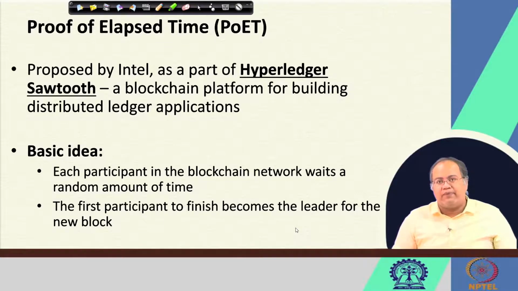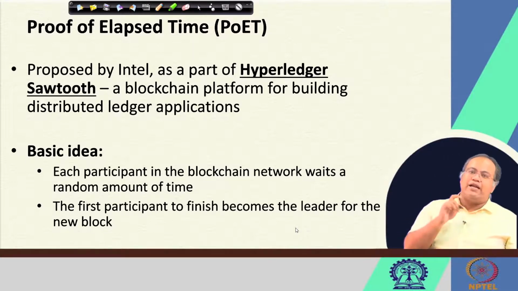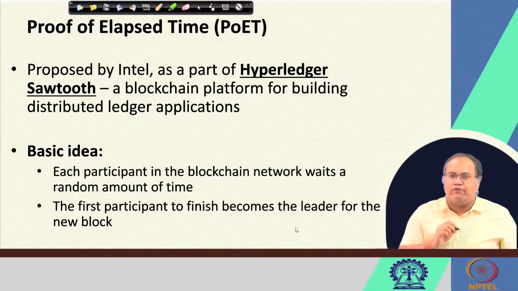So you can look into Hyperledger Sawtooth, and Hyperledger Sawtooth uses this proof of elapsed time. The basic idea behind proof of elapsed time is that each participant in the blockchain network waits for a random amount of time. If you remember the idea behind proof of work, the challenge there was finding the nonce. Here, everyone would try for a random amount of time, and the person who is able to find a solution becomes the leader.